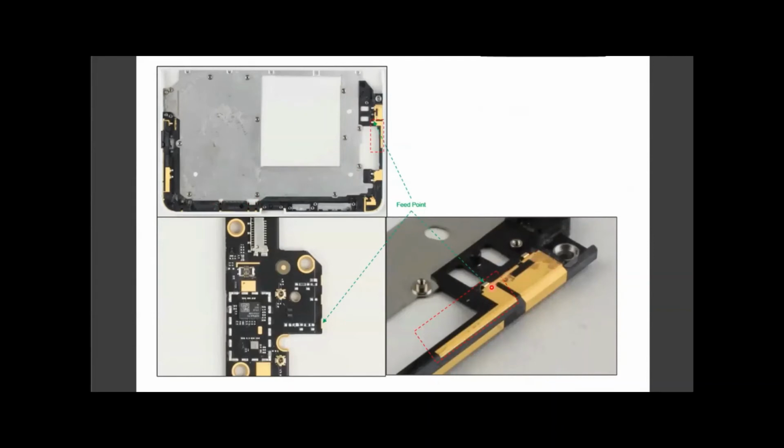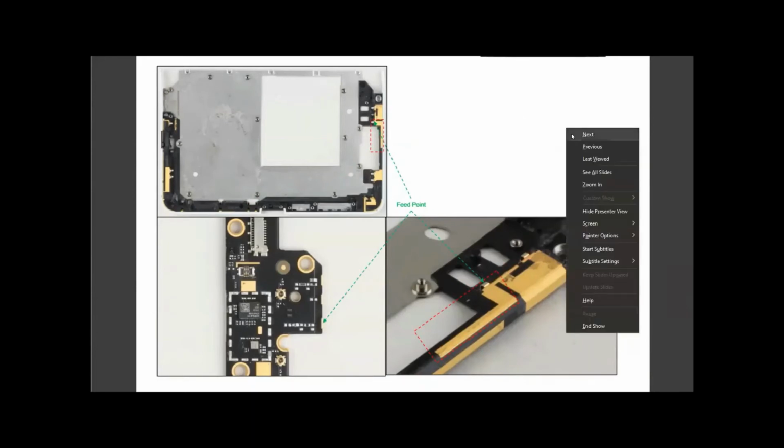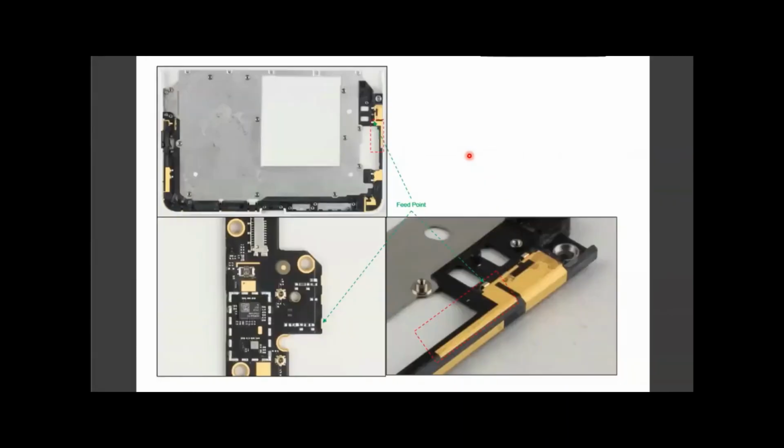And then, going further up to the top again, we've got a combined antenna here. There's a feed and a ground here. Sorry, this is a GPS. This is actually the GPS antenna for this device.